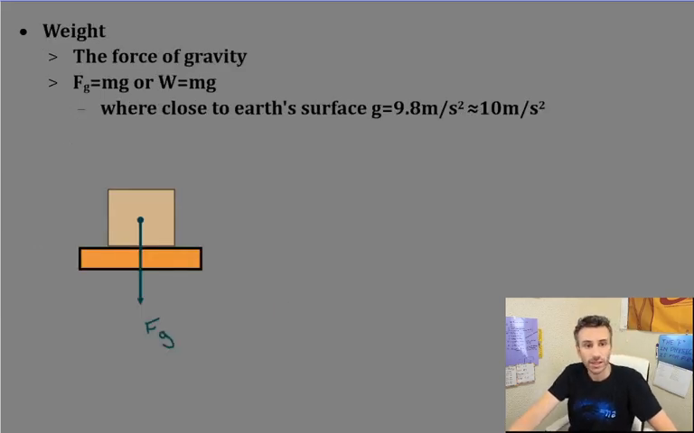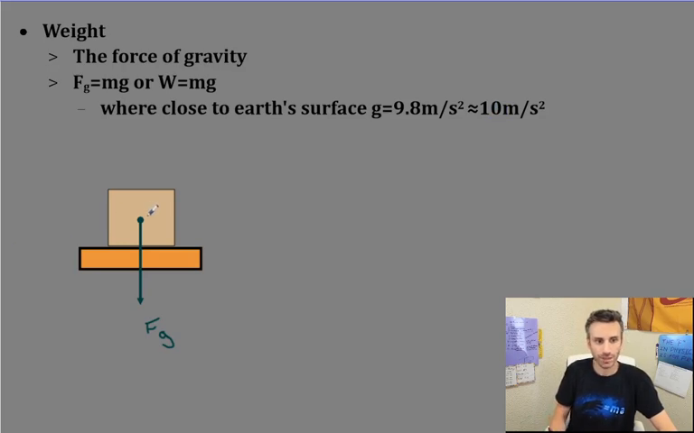So I did say that weight is the force of gravity, so we're going to express that with an F sub g. Sometimes it can be a capital W, but I much prefer it this way. And instead of saying ma, we're going to say mg, where g is the acceleration of gravity. It is 9.8 meters per second squared, or about 10. And we can usually round it off to 10 meters per second squared, and that's just fine.